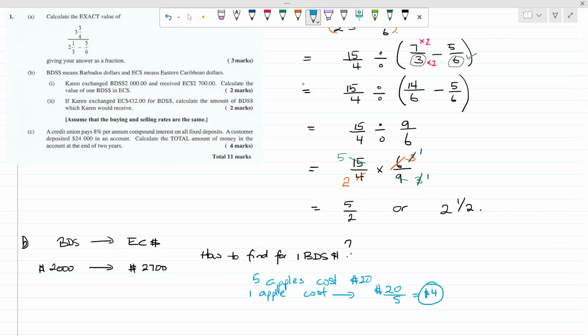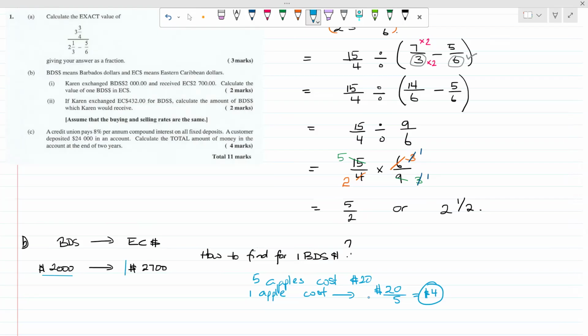$4. Agreed? So anytime we want to find for one, I always want to think about this analogy that I give you, because it's the simplest one and everybody can relate to it. If 5 apples cost $20, one apple is $4. Your brain automatically works it out, because it's taking the $20 and dividing it by 5. Each apple is worth $4. So 4 plus 4 plus 4 plus 4 plus 4 adds up to my $20, 5 apples. It's the same thing happening here.